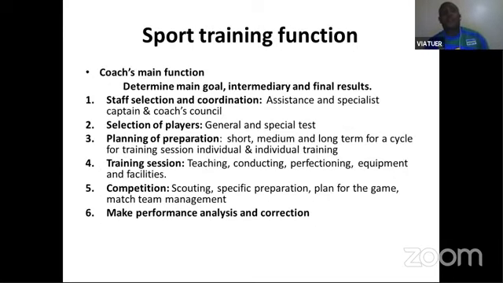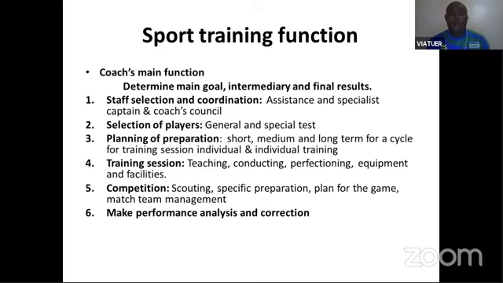Then, if I go to sport training functions, the main function of the coach is to determine the goal in the intermediate and final result. He is responsible for selecting and coordinating the staff: the assistants, the special captain, and the coaches council. He is also responsible for selecting the players after making some general and specific tests.